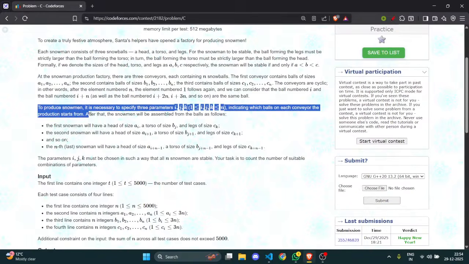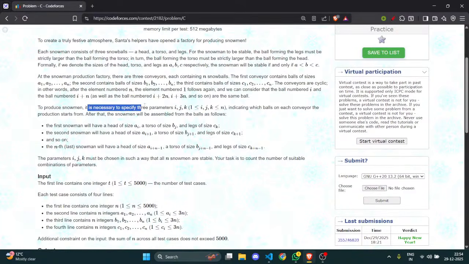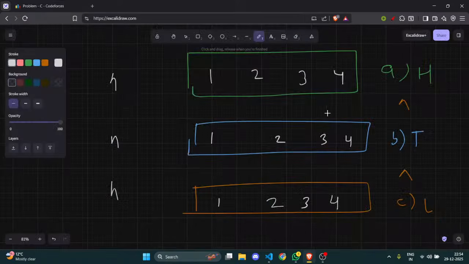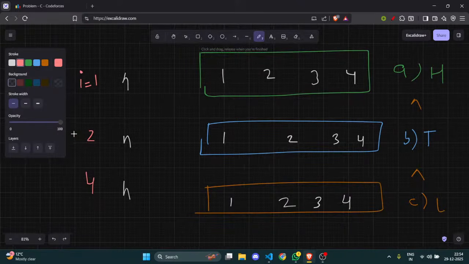So to produce a snowman, it is necessary to specify three parameters i, j, k. So what do i, j, k denote? Let's mark it with pink color maybe. Let's say i is 1, j is 2, and k is 4.